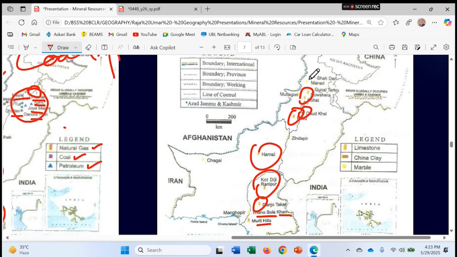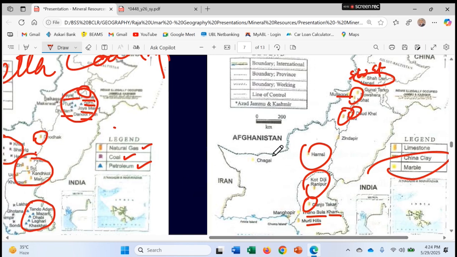China clay, you can see over here at the Badar and Mulla Gauri in Khyber Pakhtunkhwa regions, China clay is there, and marble again in the northern areas closer to the Khyber Pakhtunkhwa region, that is the Swat region, and the upper areas of Mardan, Swat, the Chitral. Those areas are really very much famous for the extraction of marble.